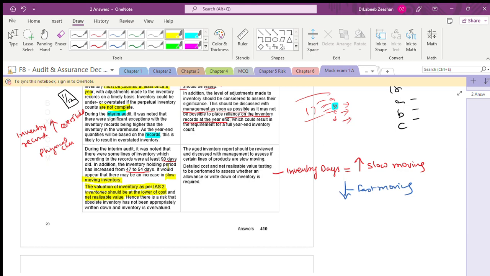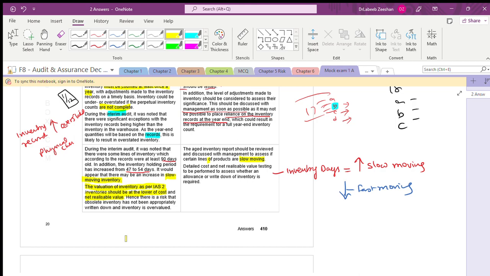Hence, there is a risk that obsolete inventory has not been appropriately written down. Means if you are writing down the inventory, you have to write it down as per the rules. You cannot make your own assumption. The aged inventory should be reviewed and discussed with the management, to see which projects are slow moving. You cannot make a generalized statement. You have to discuss with the management which projects are slow moving.